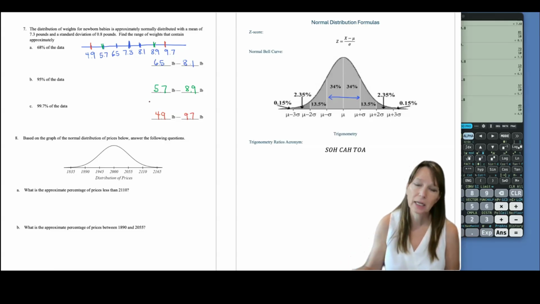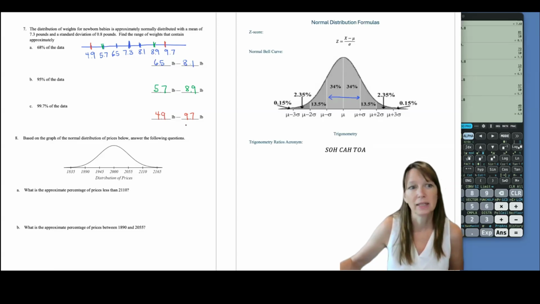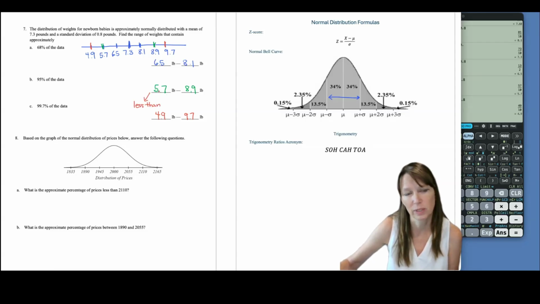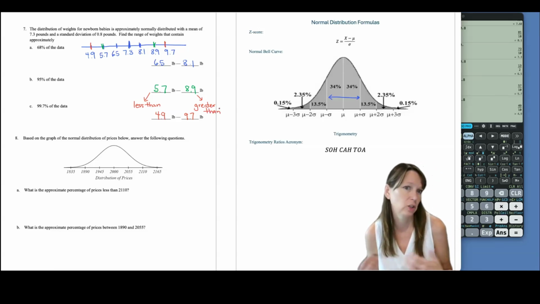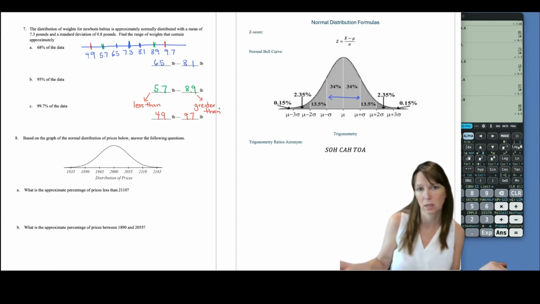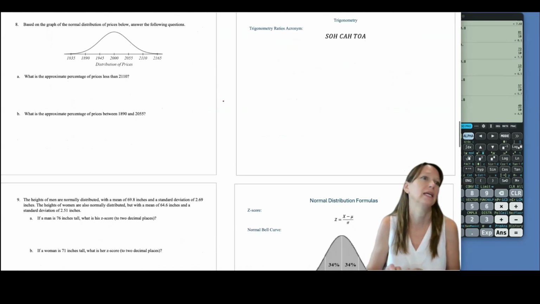Okay. Again, just to reemphasize that unusual is anything beyond that 95%, so anything less than 5.7 would be considered unusual, or anything greater than 8.9 pounds would also be considered an unusually heavy baby versus an unusually light baby. Okay, question 8.